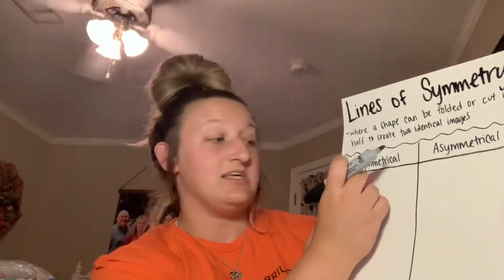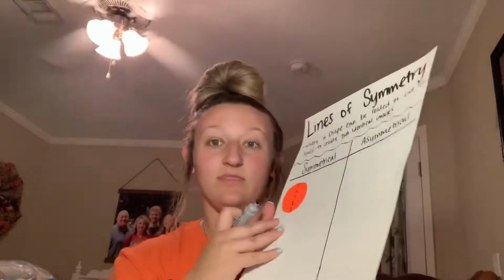So first we have this one. Do you think that this one is symmetrical or asymmetrical? Good job. It's symmetrical. And where would we cut it in half to make it identical on both sides? Good job. It would be right down the middle, just like this, how I have it folded. So I'm going to draw a line right down the middle. And then I'm going to place it on the symmetrical side. Good job. So now, do you think this apple shape is symmetrical?